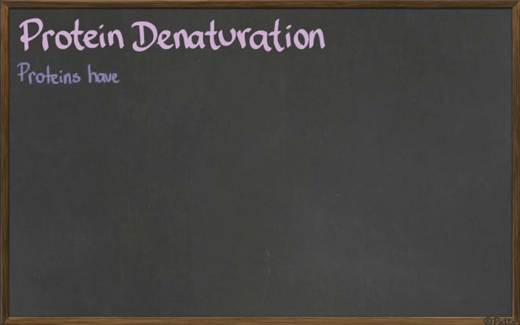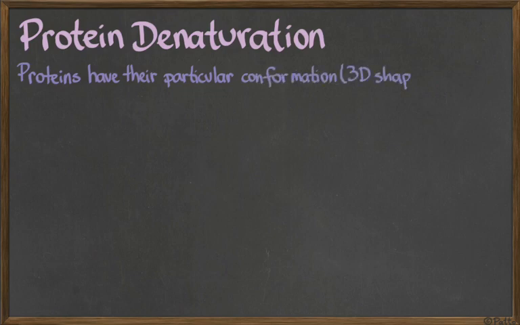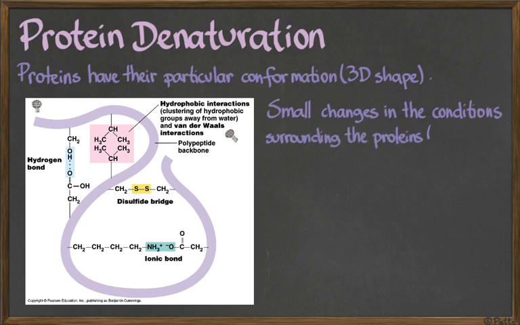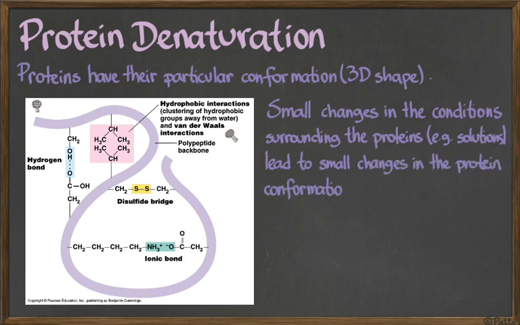Okay. So, proteins, they have a certain shape. They have a three-dimensional shape that's made by the interaction between the radicals that we saw in the previous class. And if you have small changes in the conditions of the surroundings, in the solution where the protein is, for example, that may lead to small changes in the protein conformation.